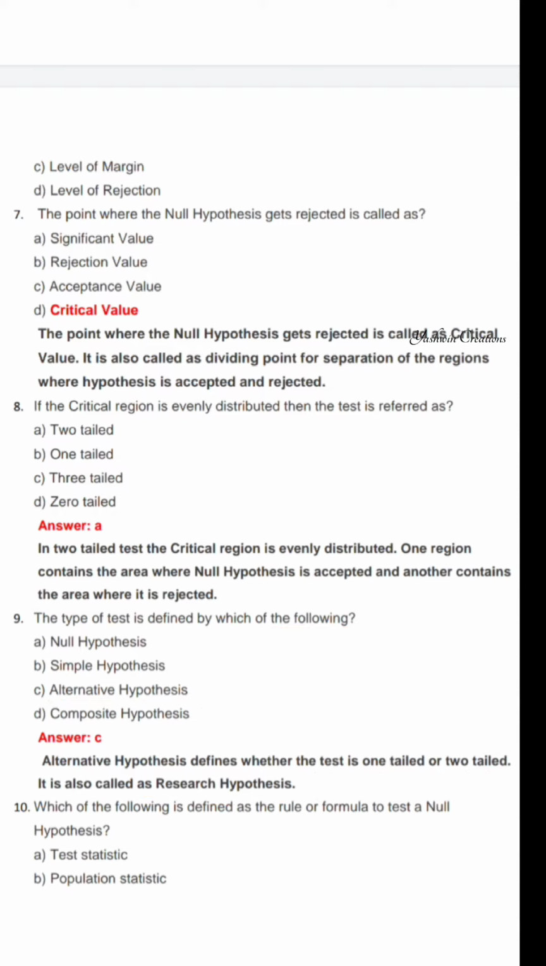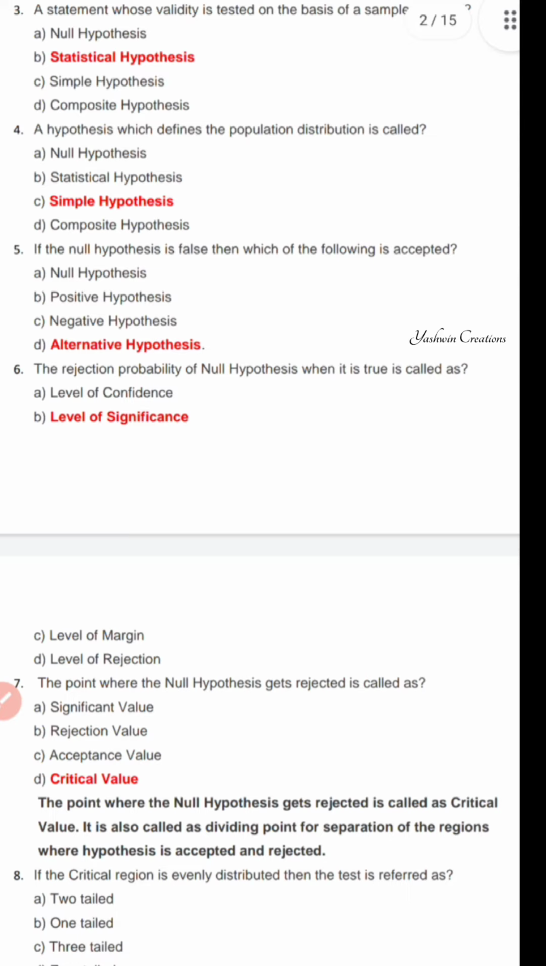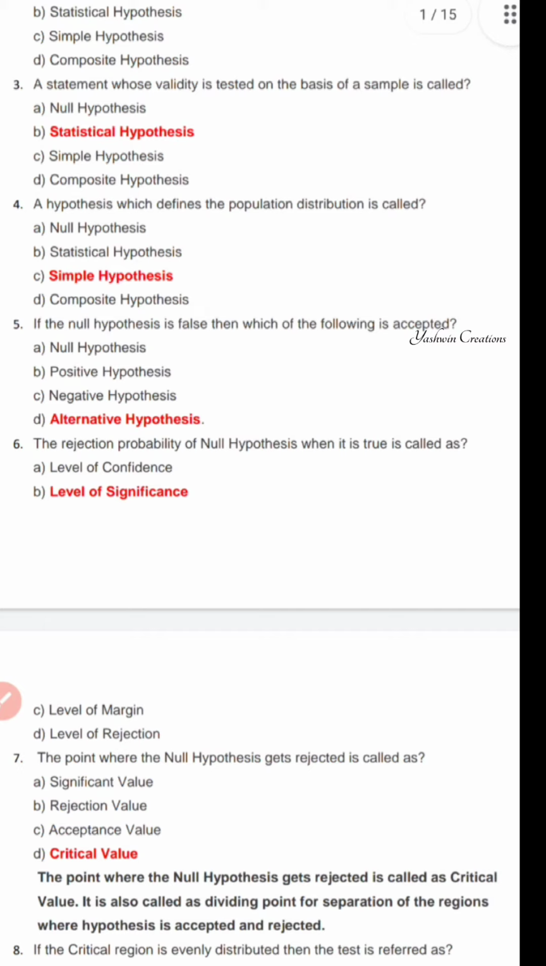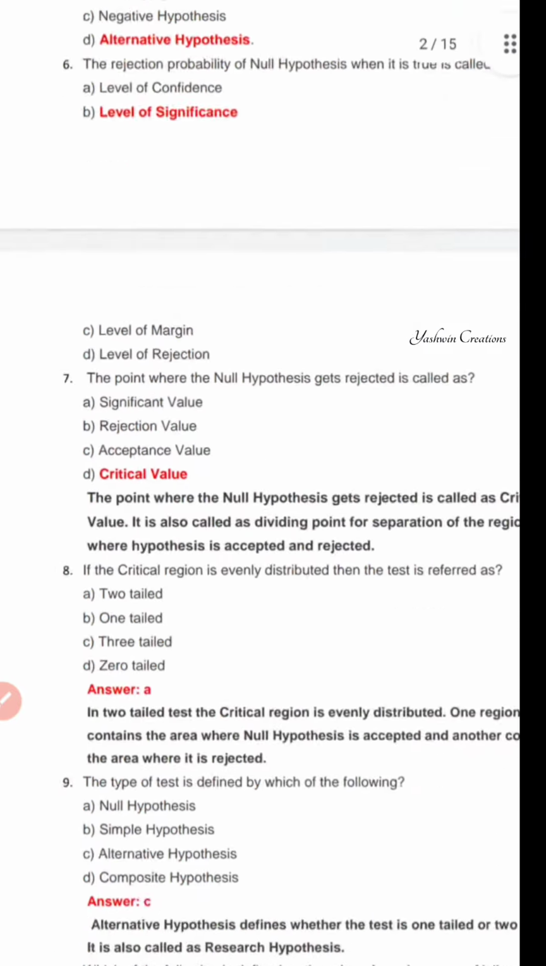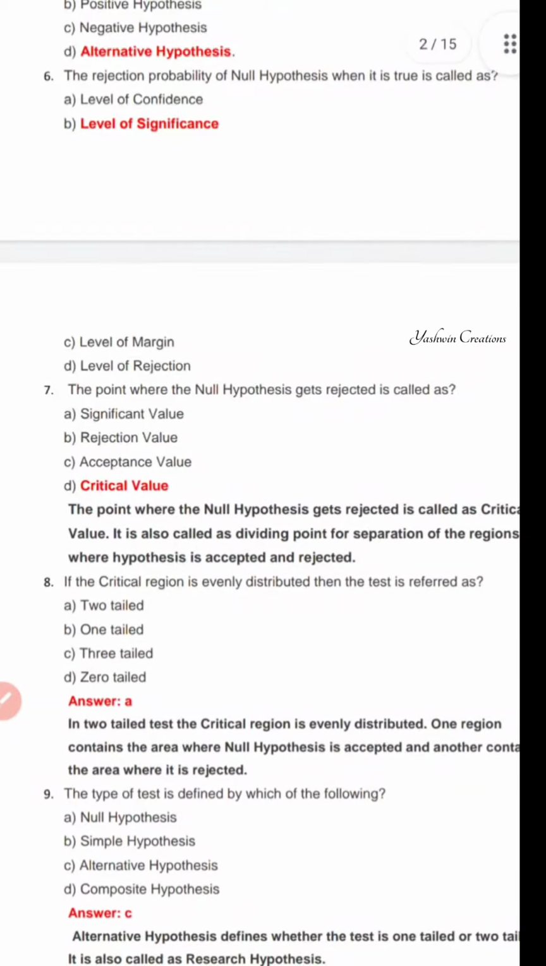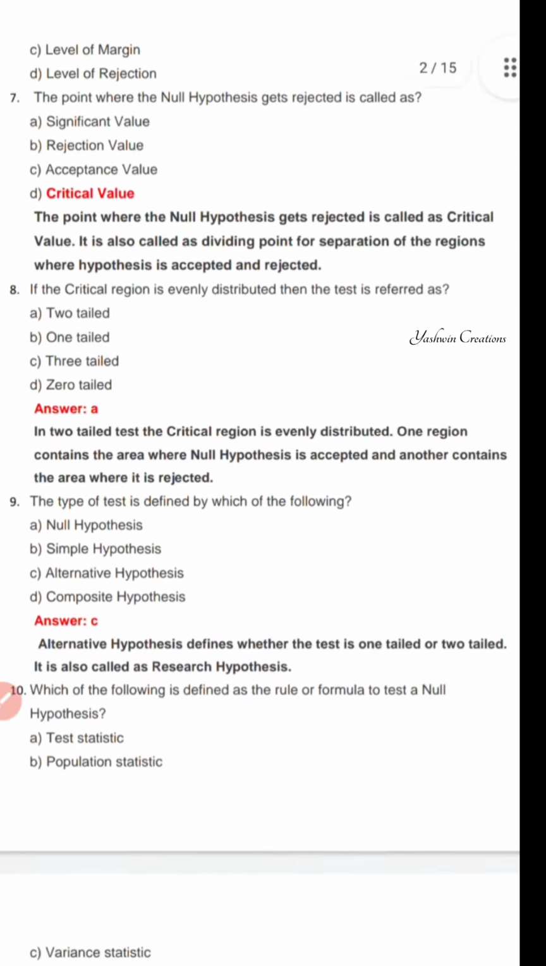So validity means, you remember what? Validity means statistical, and population distribution means simple hypothesis. And remember, if it is a rejection, that is null hypothesis. The statement, that is called as hypothesis. Statement made about a population for testing purpose, that is a hypothesis. And the rejection probability of null hypothesis, that is a level of significance.